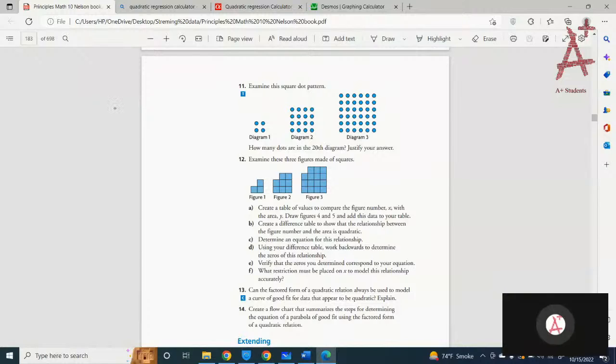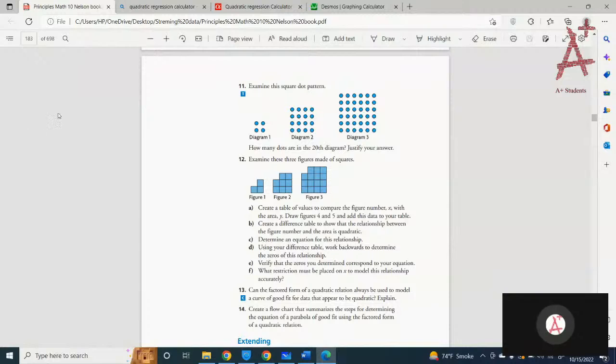Okay, so let's start. In diagram 1, you have two dots. Just look at the one side. You have two dots. For the second, they are increasing 1, 2, 3, 4. And for the third, they are increasing again, 1, 2, 3, 4, 5, 6. Got it? So the pattern shows the side length of each square is 2n.